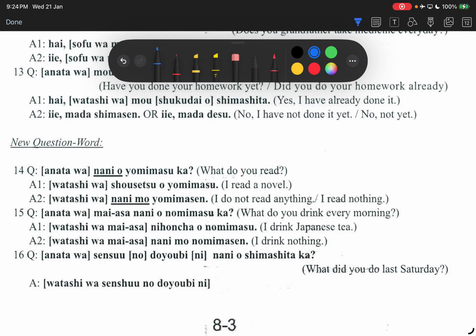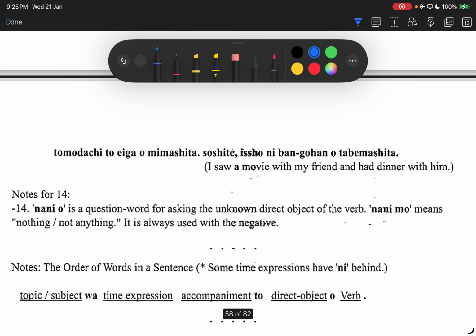Then doyobi, as I mentioned just now, the ni is optional because the day of the week is very ambiguous. Is it a numbered expression, or is it a rough time frame? But anyway, the key here is nani o shimashita ka? The way to ask somebody what you did. So what did you do? We want to ask what action they have done. Shimashita simply means to have done something. It's a very general way to say an action. We are not saying what action, we are just saying what you did. That's all.